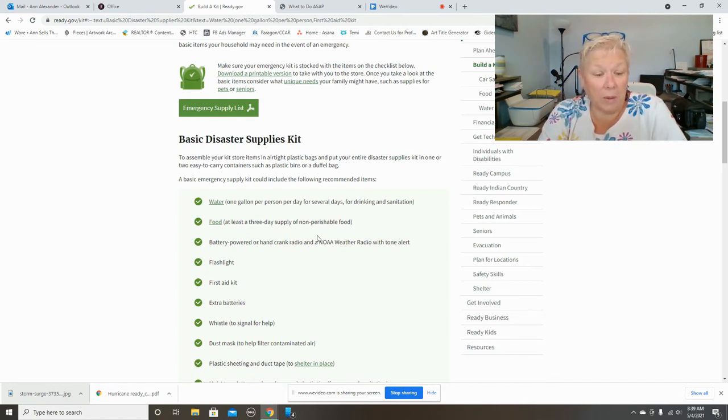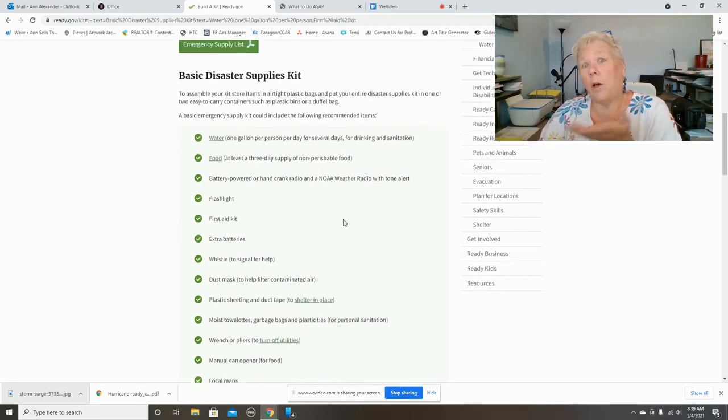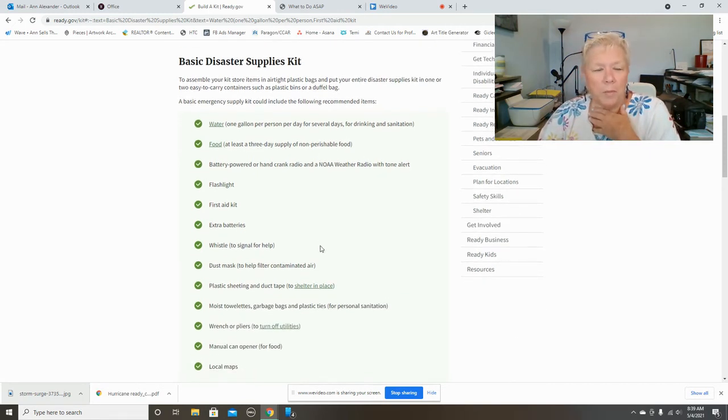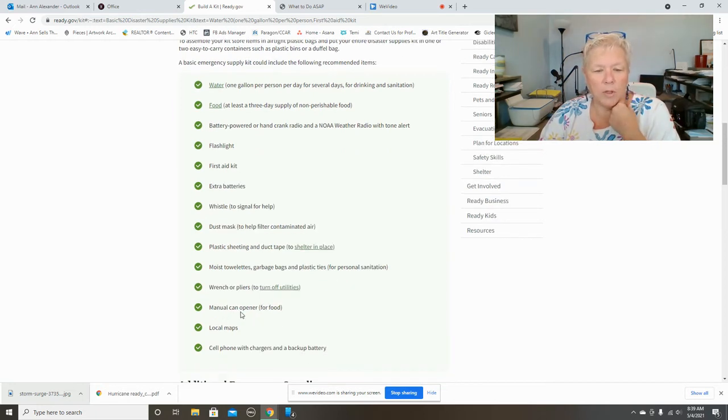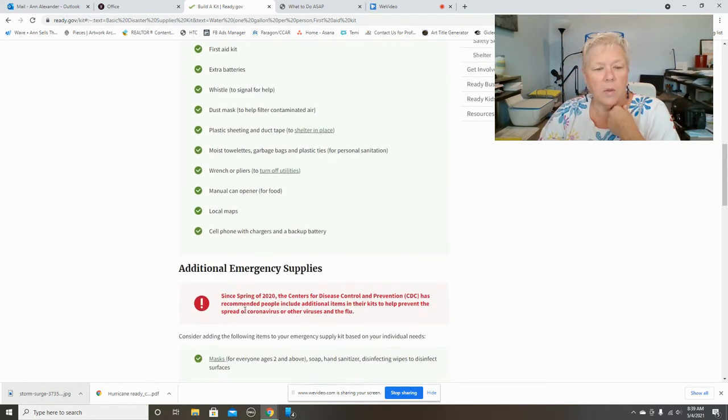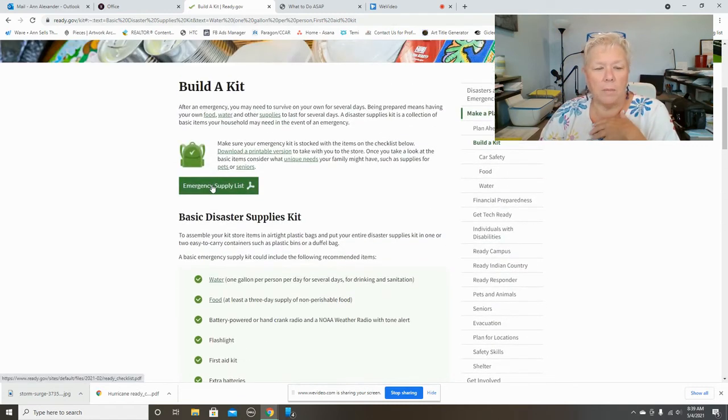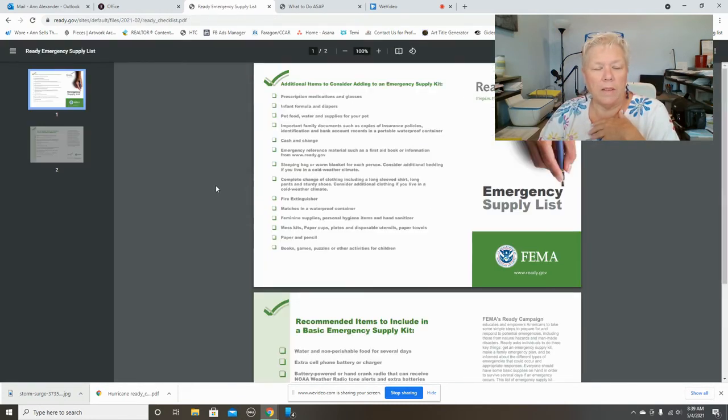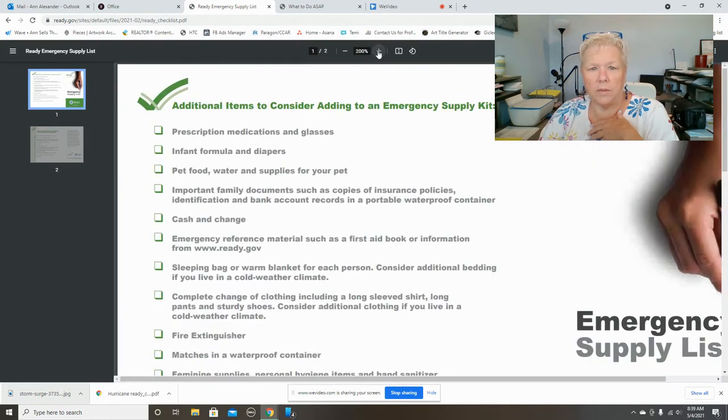So anyway, dust mask. We've all got masks now, so that kind of helps, but making sure you have your masks around. Plastic sheeting, duct tape, those little towelettes, garbage bags, etc. So again, all of this is on my blog here, and you can click on the actual list itself, and it gives you everything, even more than what we just discussed.